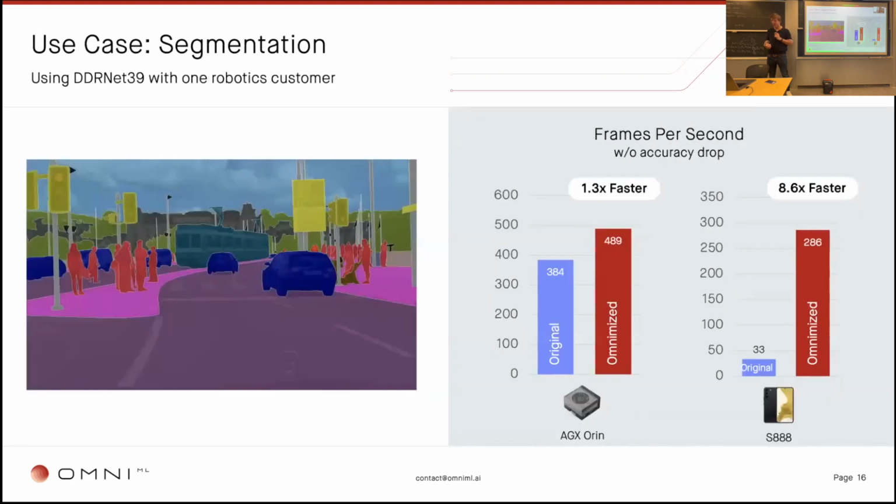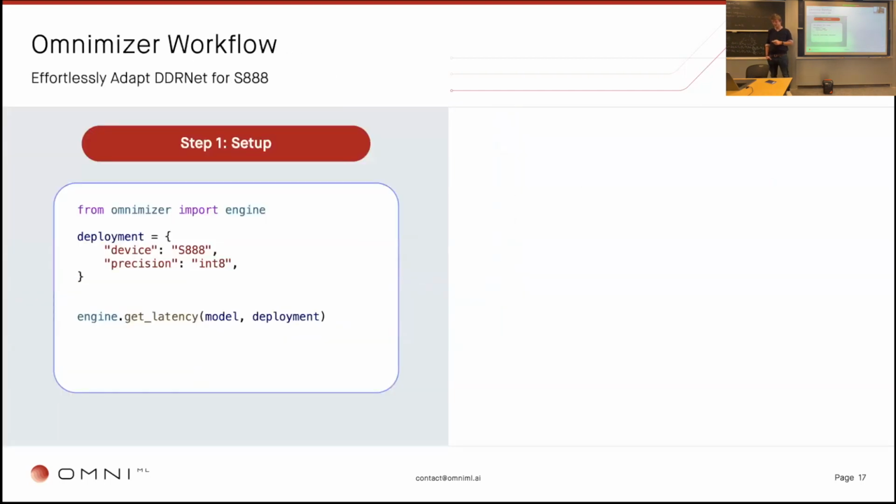Cool. So I already talked about this example a little bit. Now I want to dissect it and show you how we actually got to that result using Omnimizer. So the first step is very straightforward. All you need to do is import our tool, and we provide this very simple interface where you can query from our available devices and get the on-device latency back.